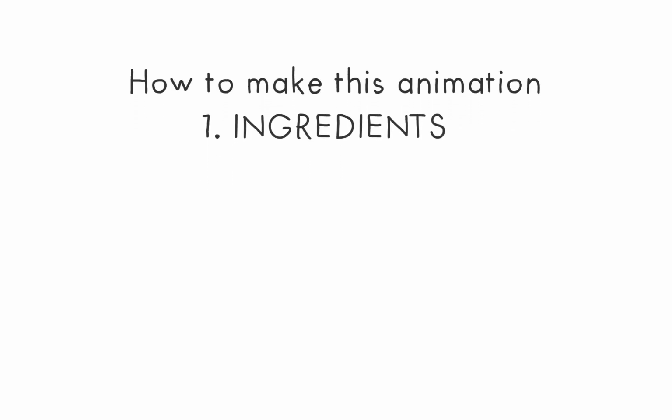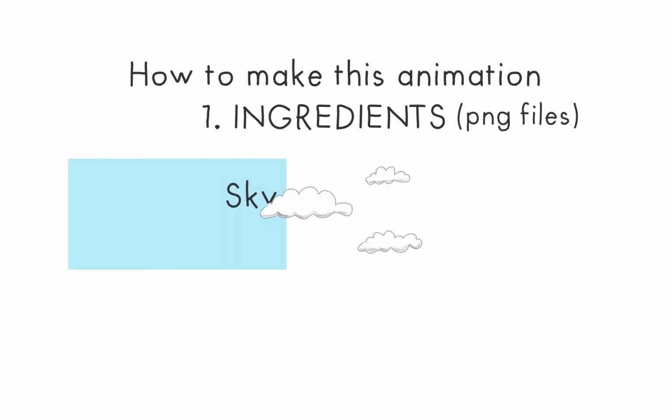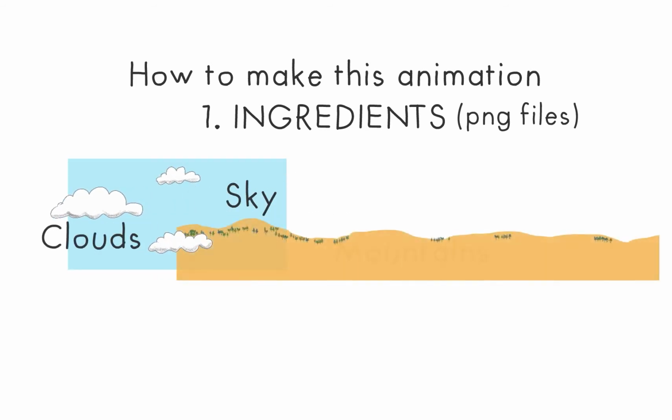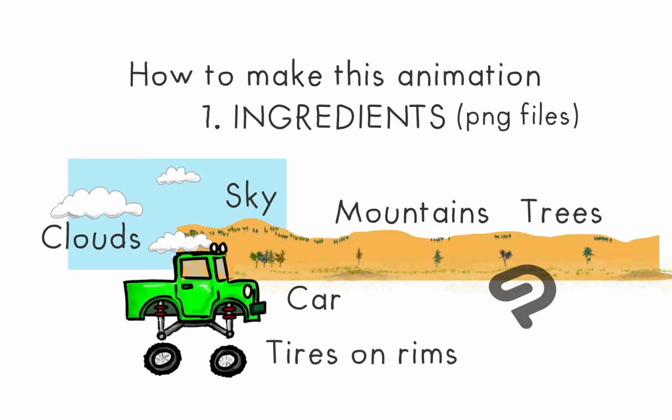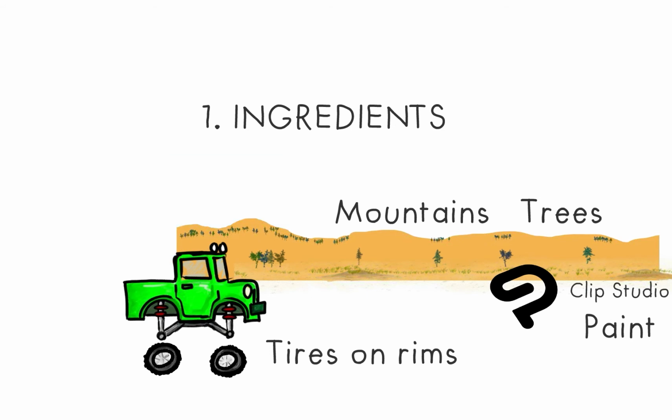Hello, welcome to this tutorial where I talk about how to make this animation. First, I draw the following elements using Clip Studio and I save them as PNG files. For the illusion of movement on the tires, I prepared 3 sets of tires.